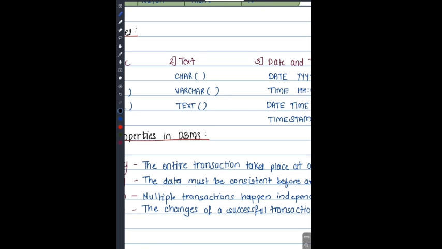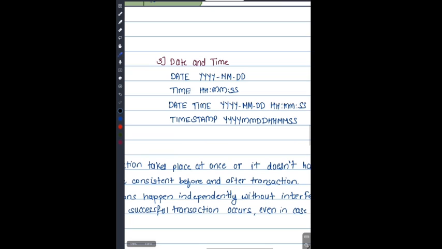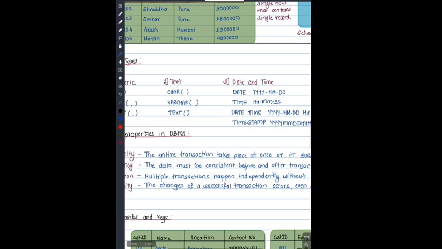Then we have date and time. Date is in the format YYYYMMDD, that is year, month and date. Same for time, HHMMSS, that is hour, minutes, seconds. Then we can combine both of them. It is called datetime or timestamp. So these are the basic data types in SQL.